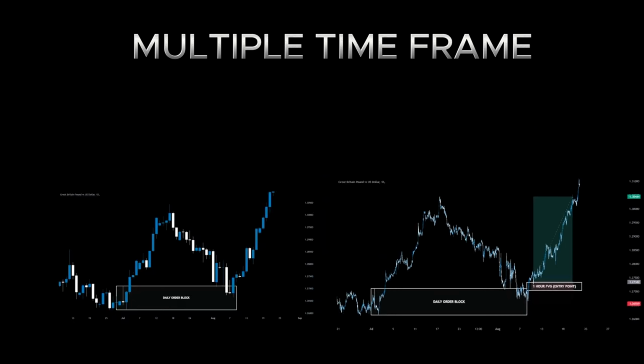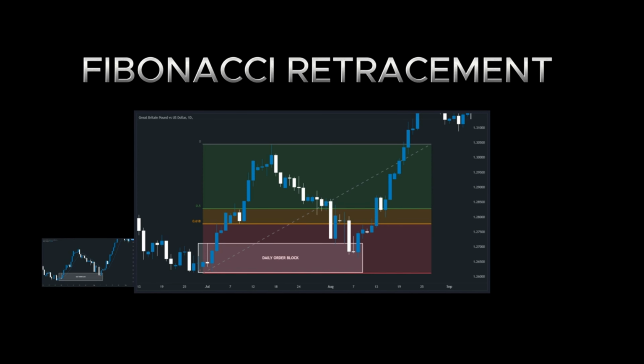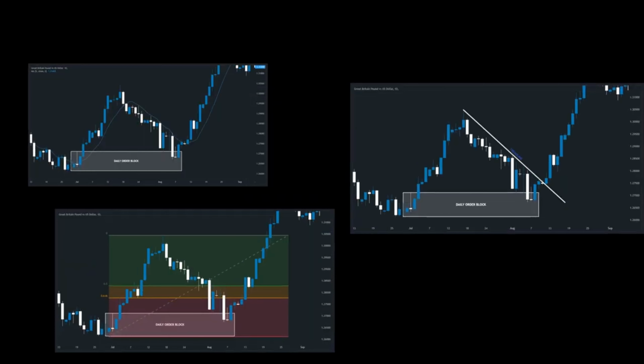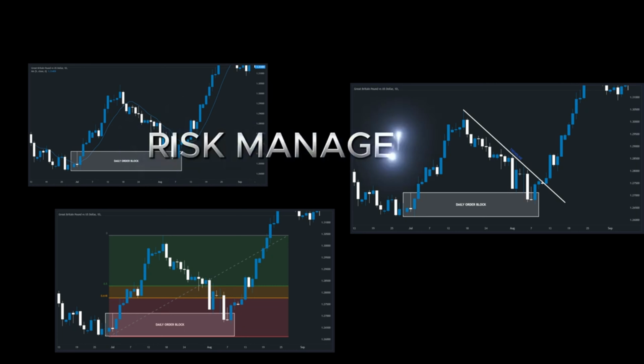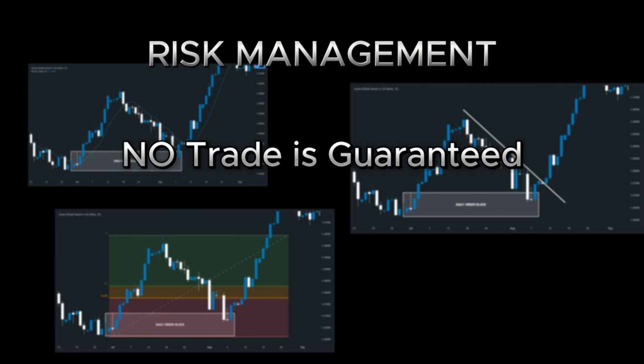Another tip is to combine these concepts with other technical indicators, such as moving averages, Fibonacci retracements, or trend lines. These additional tools can provide further confirmation, increasing the probability of a successful trade. Risk management is also key. Even with high probability setups, it's essential to manage your risk by setting appropriate stop losses and position sizes. Remember, no trade is guaranteed, and protecting your capital should always be your top priority.